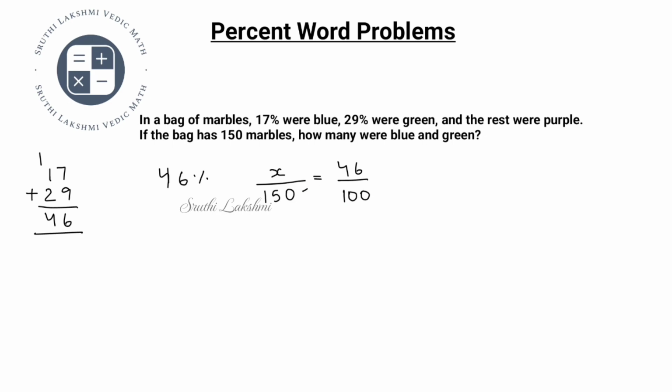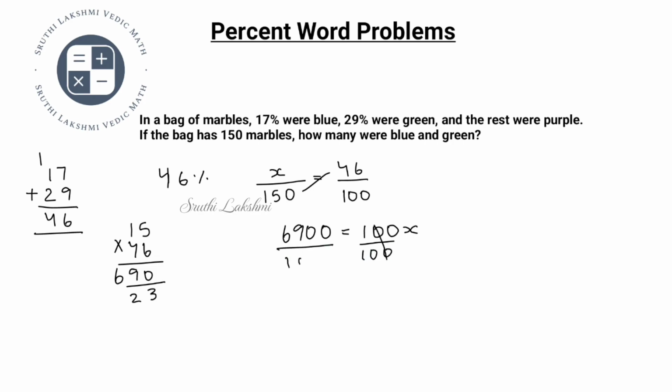Now let's multiply 150 times 46. So 15 times 46, and let's add a 0 at the end. So 690, and now we have to add a 0 because 150 has a 0, equals 100x. So now let's divide 100 from x, and let's do the same on this side. Now, there are 2 zeros in 100 and 6,900, so let's cross them out. So that means there were a total of 69 blue and green marbles in the bag.